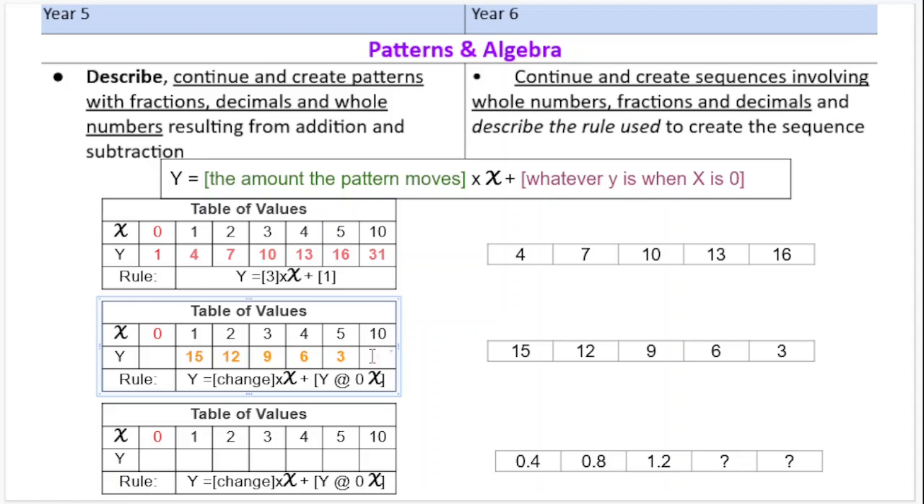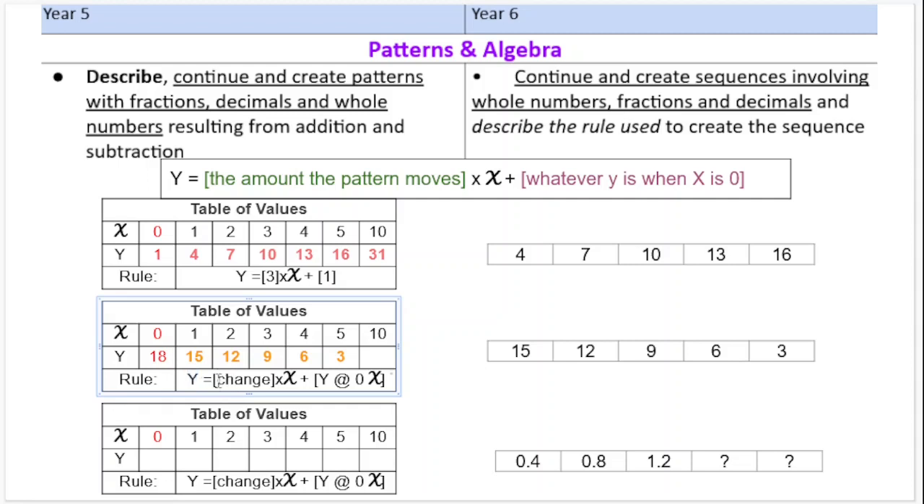So let's bounce back. 3, 6, 9, 12, 15. What goes here? 18. And look at that. The sequence is still in a beautiful order. Okay. So y is always going to be the thing we're going to work out, which is why it's on that side of the equals.